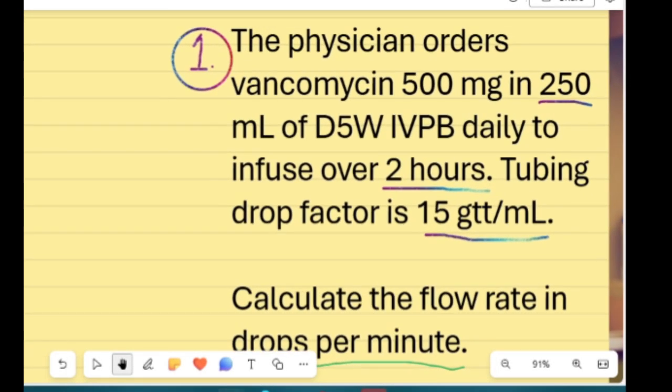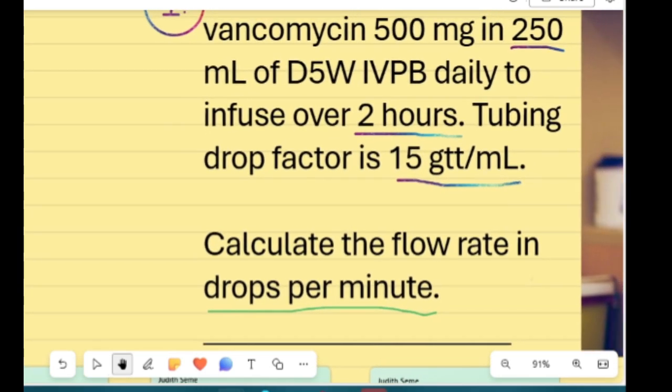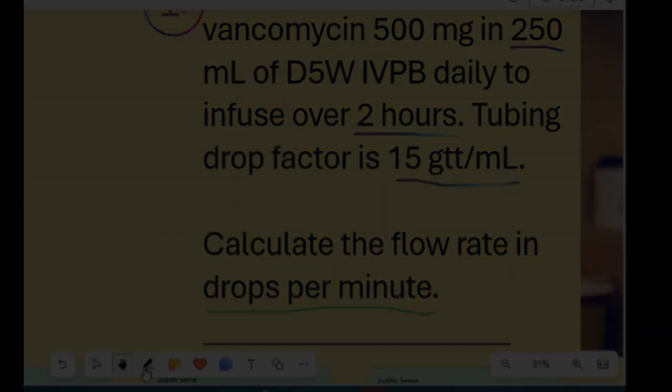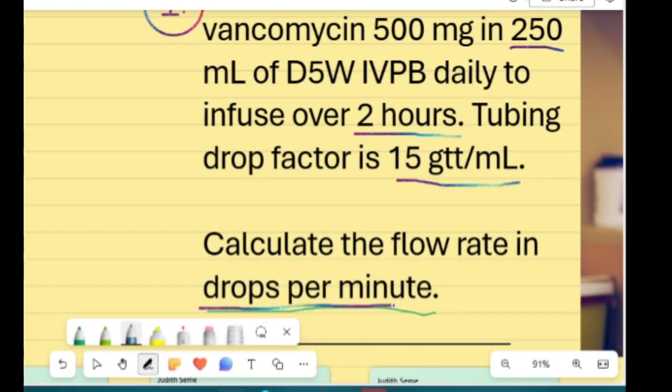The physician orders vancomycin 500 milligrams in 250 milliliters of D5W IV piggyback daily to infuse over 2 hours. The tubing drop factor is 15 GTT per milliliter. Calculate the flow rate in drops per minute. This is what you're looking for right here. They want drops per minute.